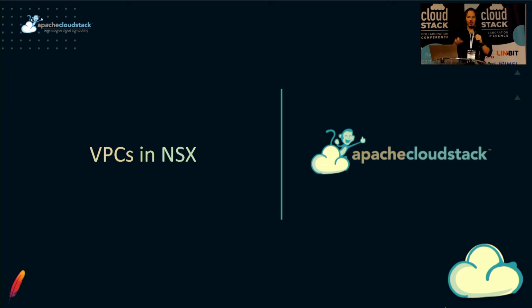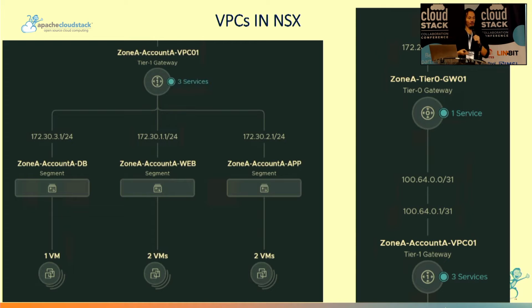And our project was to create VPCs in NSX. And it looks like this. You have a certain account, a VPC, 3 tiers connected to a tier 1 gateway. That tier 1 gateway connects to a tier 0 gateway. That's the functional equivalent of VPC. So that tier 1 gateway does the same job as the VPC virtual router.